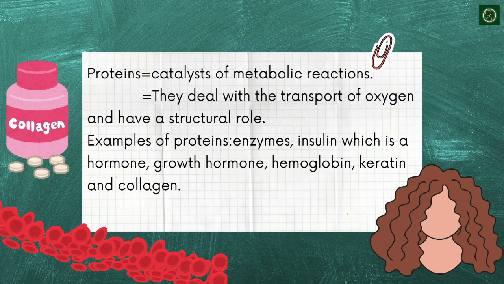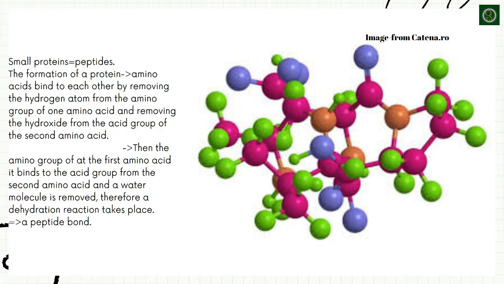Proteins are catalysts of metabolic reactions. They deal with the transport of oxygen and have a structural role. Examples of proteins are enzymes, insulin, the growth hormone, hemoglobin, keratin, and collagen. Small proteins are called peptides.